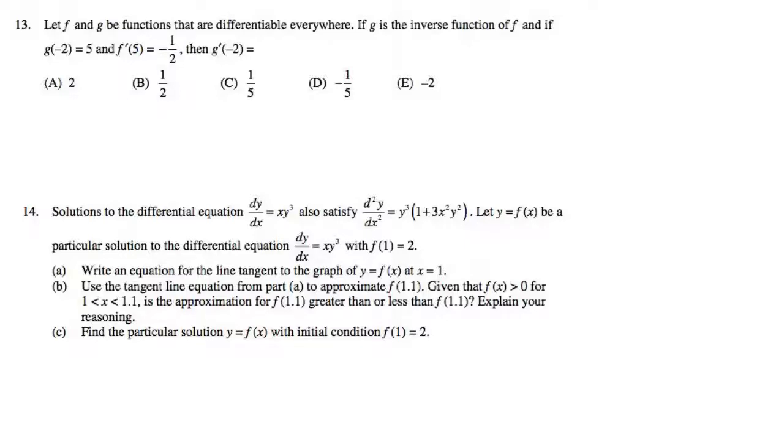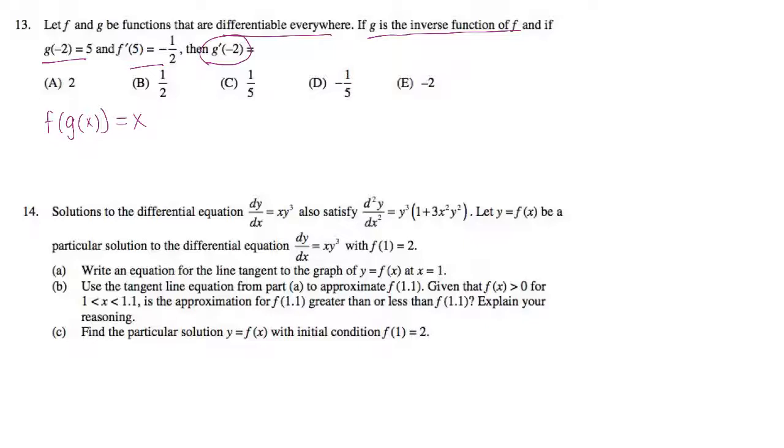We have two functions that are differentiable everywhere, so we know they're continuous. If g is the inverse of f, and we know this information, what is the derivative of that inverse? Let's see what it means to be an inverse, because that's going to help us solve this. If f and g are inverses, f of g of x is just going to be equal to x. They're inverses, they undo each other.